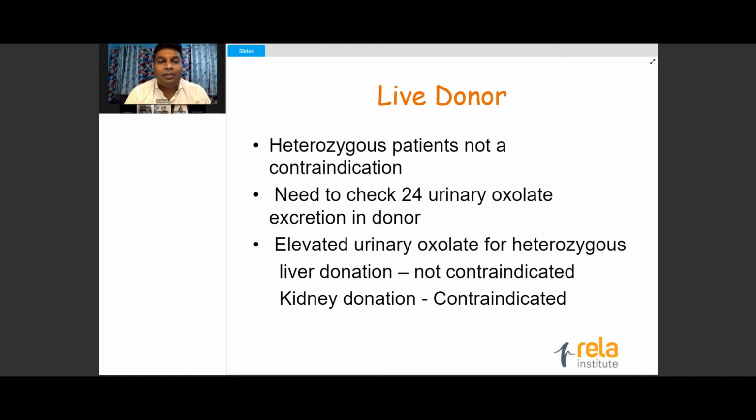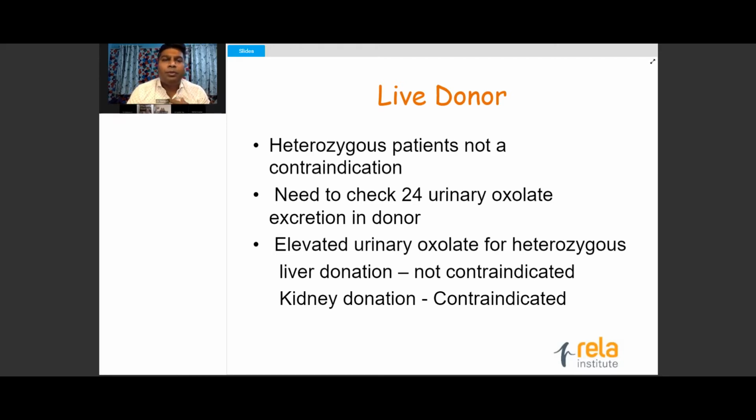It's not the enzyme that we are worried about here. Here we are worried about kidney donation. If the donor has high urinary oxalate, we wouldn't choose them as a kidney donor, even if they are heterozygous, because long term, we wouldn't know what would happen with the single kidney for the donor. So for a heterozygous donor with high urine oxalate, donation is contraindicated. And if the urine oxalate is fine, I think they can donate.